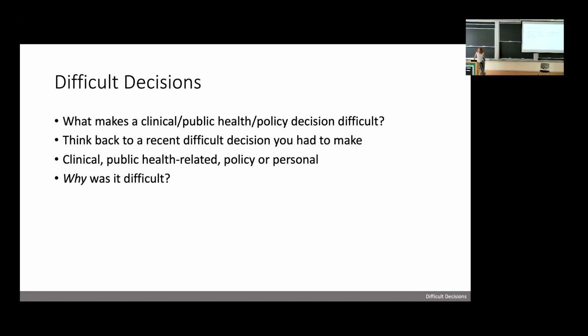What I want you to do is think about a recent decision that you had to make. Not any decision, but something that you were struggling with a little bit, where you had to think a little bit more. That could be clinical, could be public health, could be personal, could be something in your professional life, or whatever it is, doesn't matter. So I wanted you to take a couple of minutes and think about why that decision was difficult for you to make.